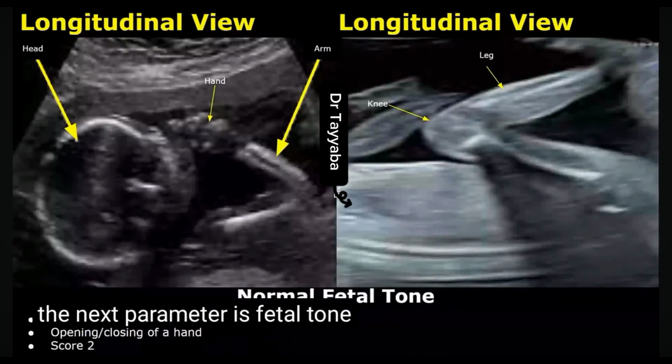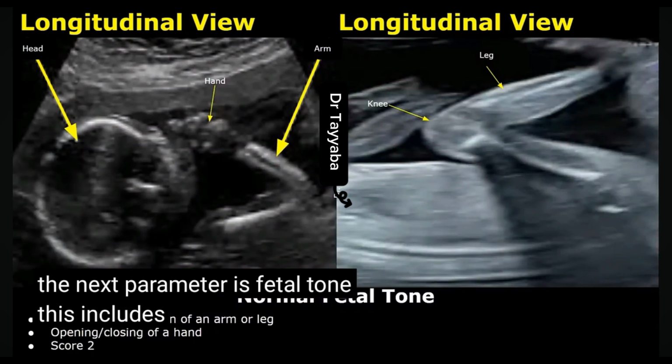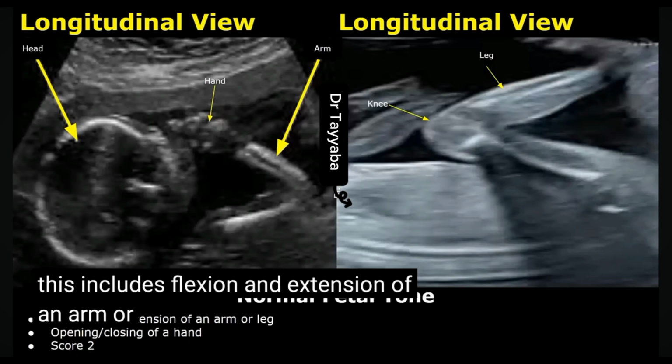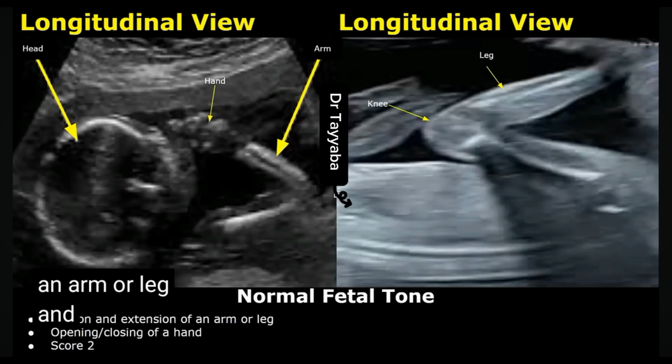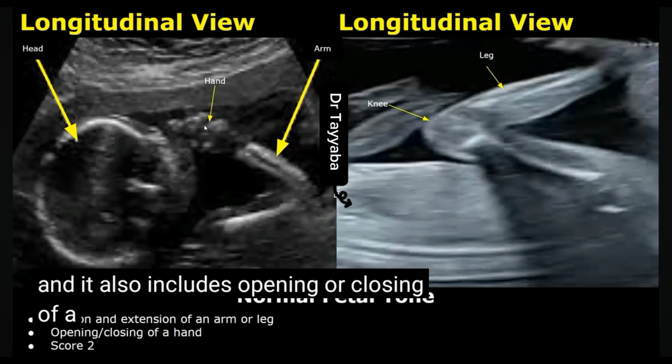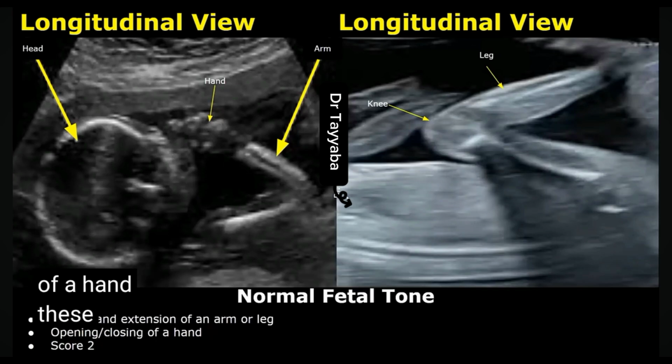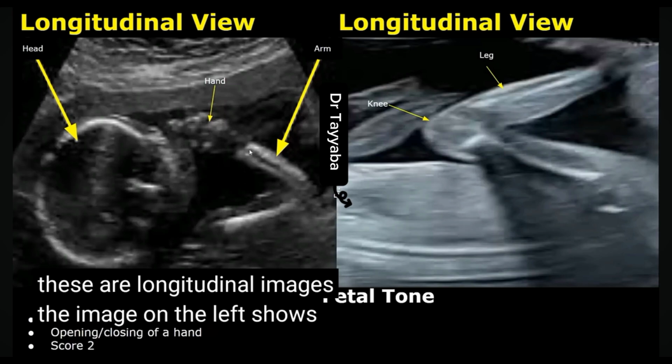The next parameter is fetal tone. This includes flexion and extension of an arm or leg, and it also includes opening or closing of a hand. These are longitudinal images.